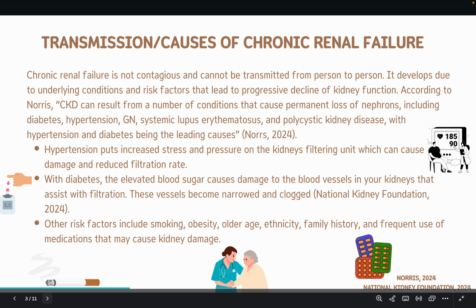Other risk factors include smoking, obesity, older age, ethnicity, and it is more common in African Americans, Hispanics, and Native Americans, as well as family history and frequent use of medications that may cause kidney damage. For example, NSAIDs such as Aleve or Motrin, opioids, medications from the statin family to control cholesterol, and certain antibiotic groups such as aminoglycosides.